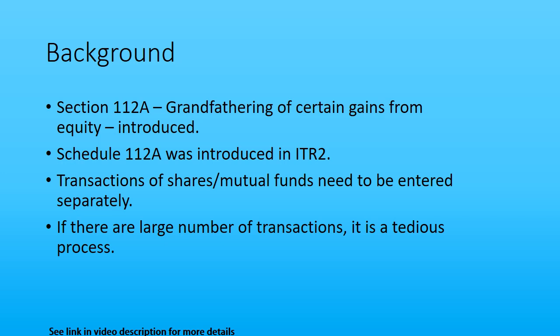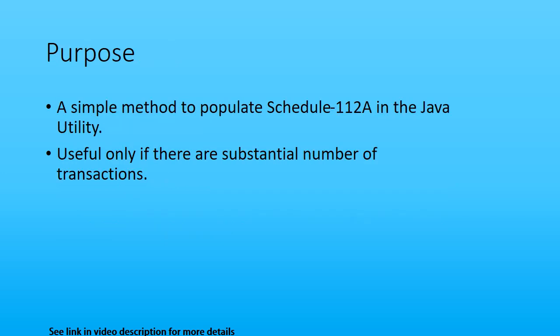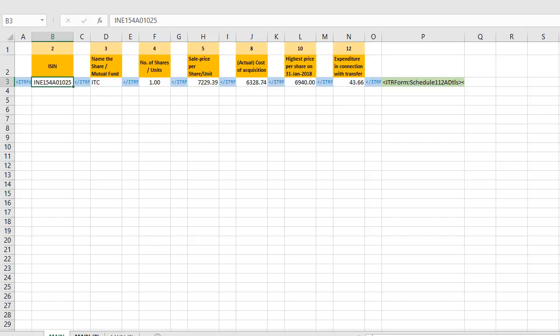So the transactions of shares in mutual funds need to be entered transaction wise. That is, each transaction should be entered separately. If there are a large number of transactions, it would be a very tedious process. Now, this method is a very simple thing to populate Schedule-112A in the Java utility using no external tools or scripts and all. This is useful only if there are a substantial number of transactions.